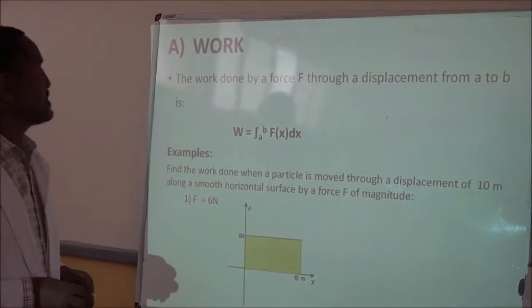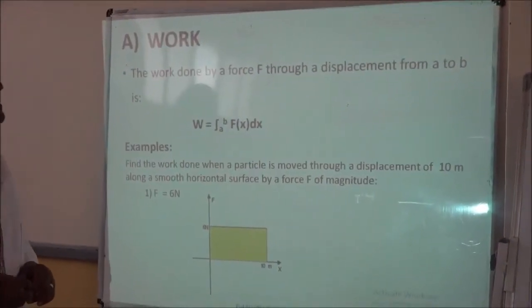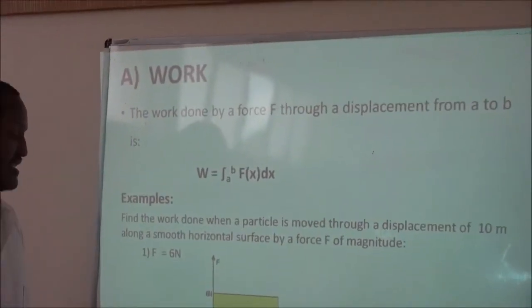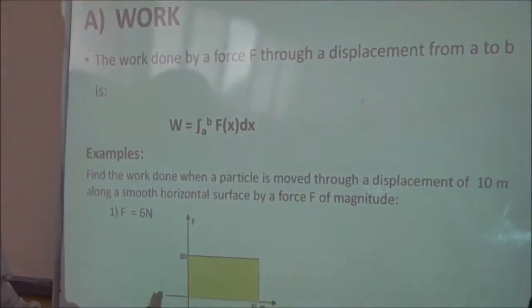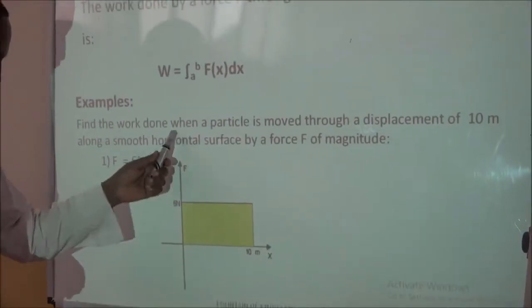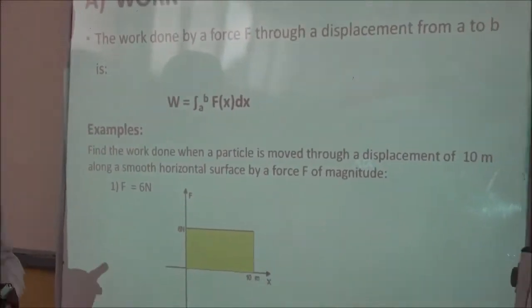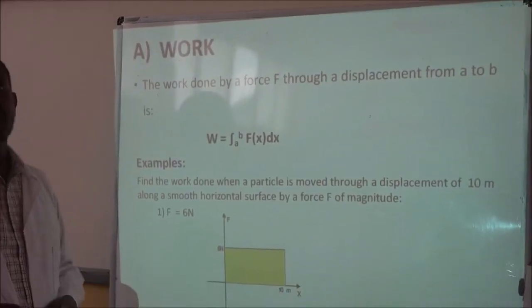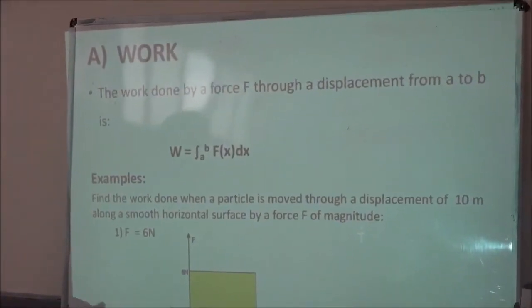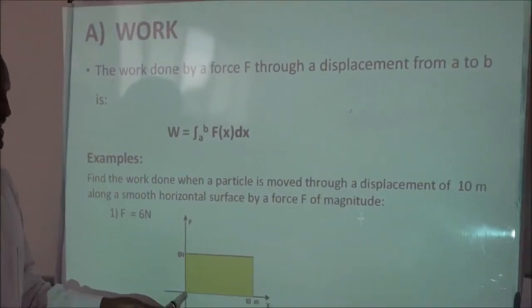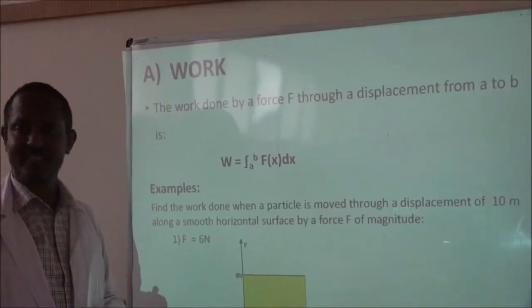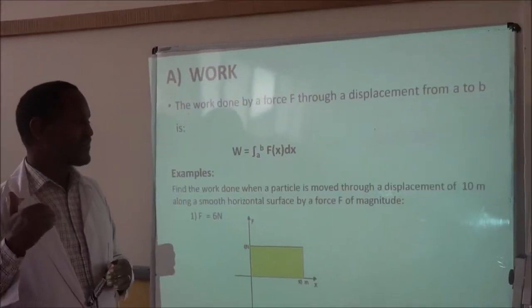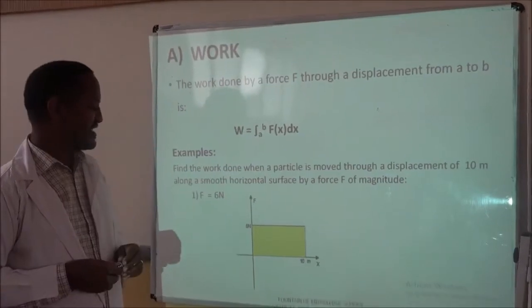Now, the first one is work done. As you know, in your physics, work done is nothing but the area determined by the force versus displacement graph. In a force versus displacement graph, area always represents work done. And as we know, area is nothing but the integral from a to b of f(x) dx. Therefore, work done can be defined as the integral from a to b of f(x) dx.